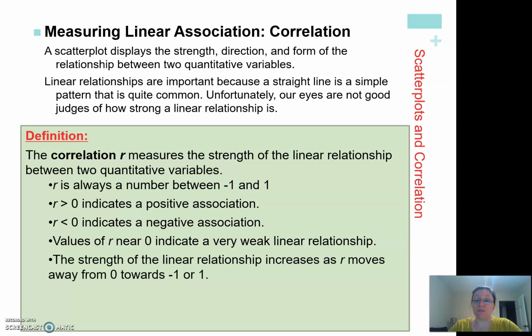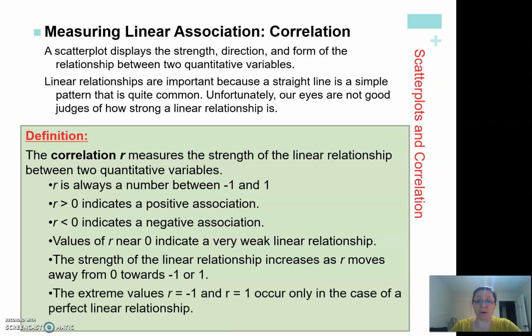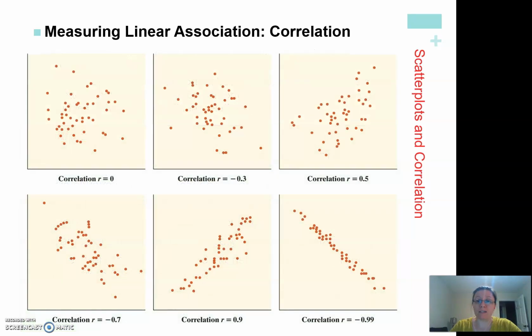If your R value is near 0, it indicates a very weak linear relationship, okay? The strength of the relationship increases as you move closer to +1 or -1, with +1 being a perfect linear relationship, so all the points fall exactly on the line, and -1, the same thing, very strong, just in a negative direction, right? And that's your perfect linear relationship.